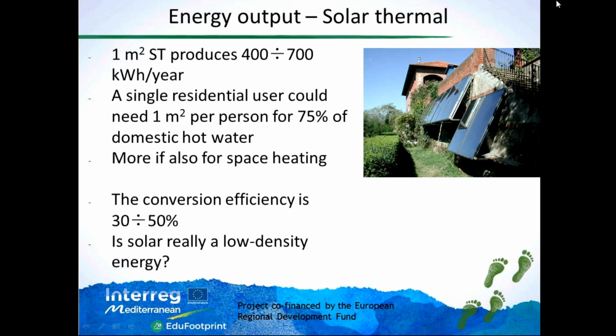Of course, this range I put up here, so the production of 400, 700 kilowatt hour per year. What does it depend on? Of course, on how sunny the location is. So again, the amount of solar radiation which can be collected in the site, and also, very important, the temperature at which you need the hot water. So the higher the temperature, the lower the efficiency of the plant.